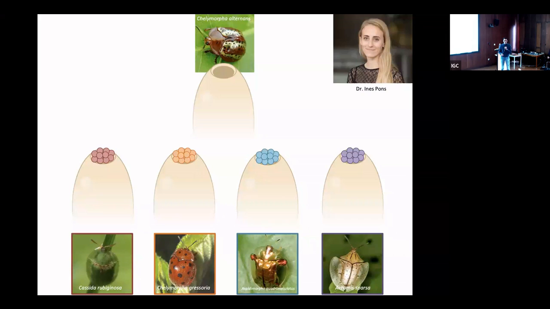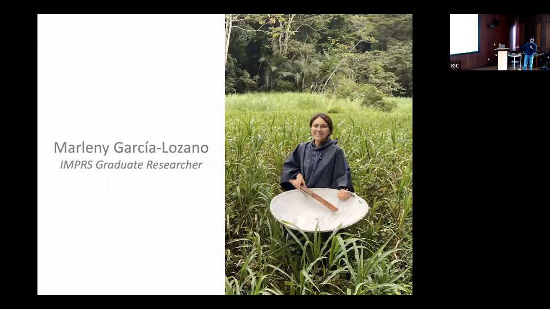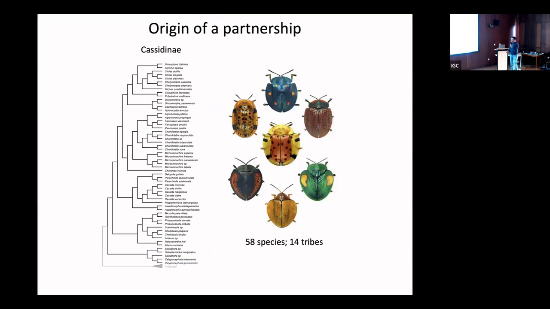Okay, so next we wanted to understand something about the origin and molecular evolution of the symbiosis. And this is work primarily led by Marlene García Lozano, a graduate student in the lab. And Marlene wanted to understand something about the acquisition of the symbiosis relative to two features of the Cassidini. First, she wanted to know whether a Cassidine exists in the absence of Shitamara. Is it a feature of being a Cassidine beetle?